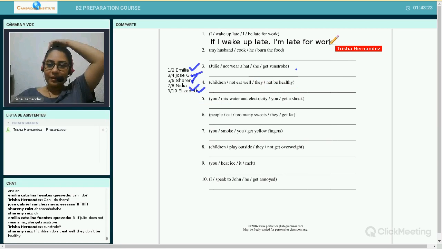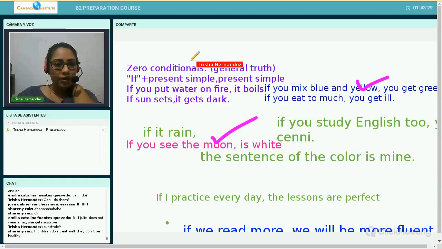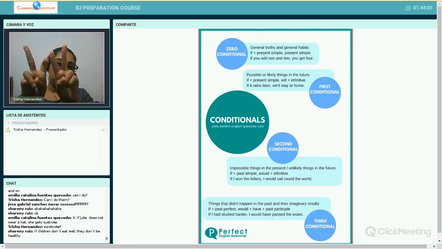Let's continue. Now, we finished our zero conditionals, right? Do you have any doubt with the zero conditionals? Remember, they are things that are general truths and general habits. If plus present simple, comma, present simple. If you add 2 and 2, you get 4. You cannot get something else. It will always be 4. Okay? So let's go to the first conditional.